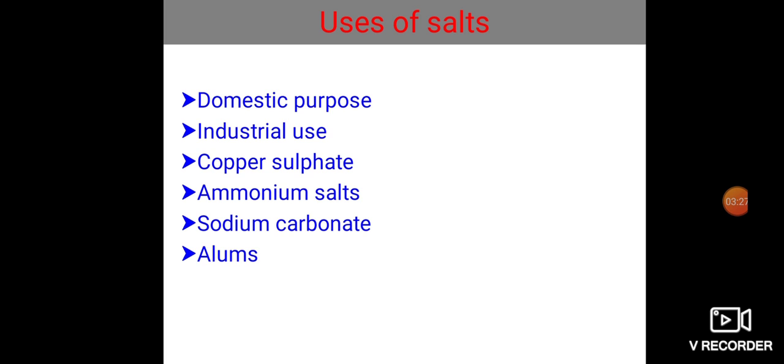The first one is sodium chloride. Sodium chloride is used in the manufacture of chlorine, hydrochloric acid, sodium bicarbonate, etc. Sodium chloride is used as a preservative for meat and fish. Mixed with ice, it is used as a freezing mixture. The next one is potassium nitrate.